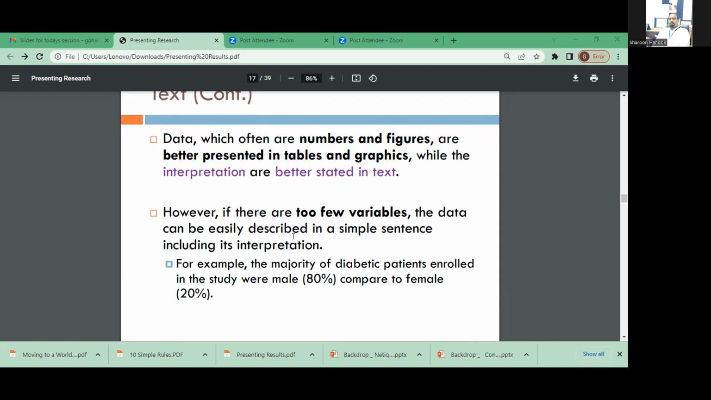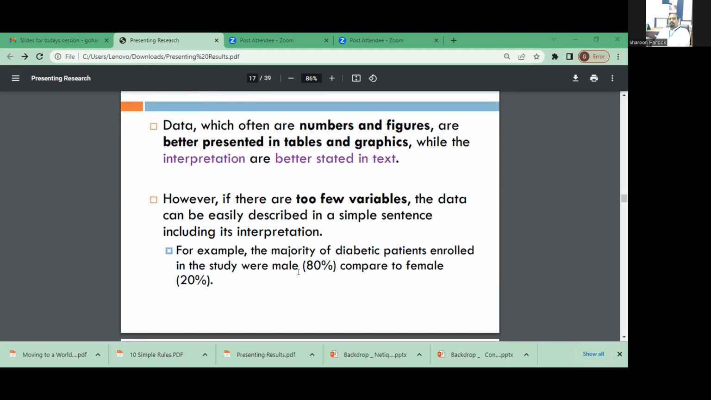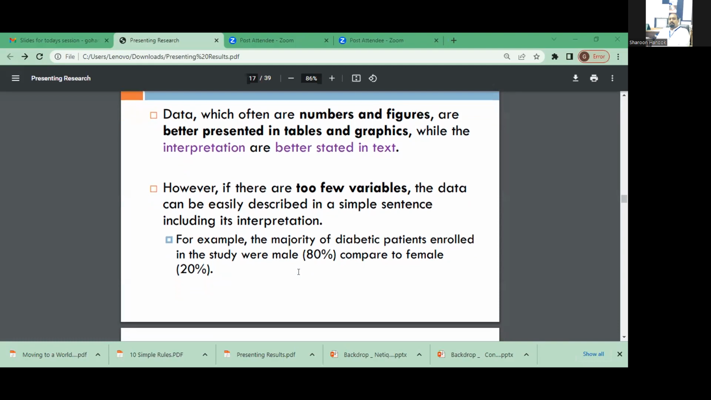However, if there are too few variables, the data can easily be described in a simple sentence. For example, the majority of diabetic patients enrolled in the study were male, and you simply report the number right there, 80% compared to the female, 20%. Instead of writing a statement about how many percent were females and how many percent were males, you simply put the numbers into brackets, and that suffices. That reports the same results the way you want to do it.